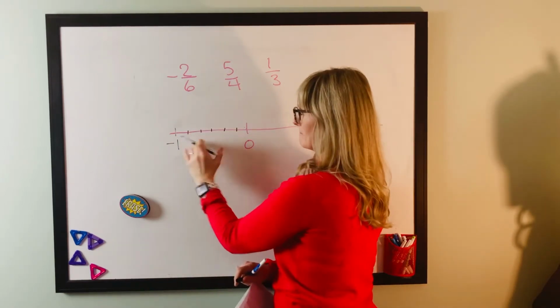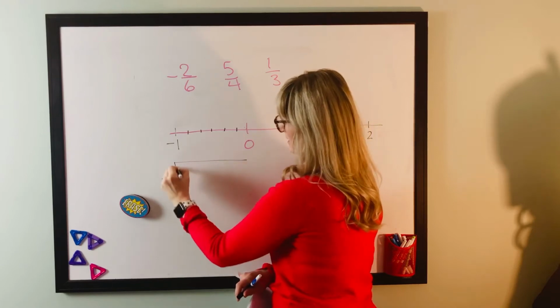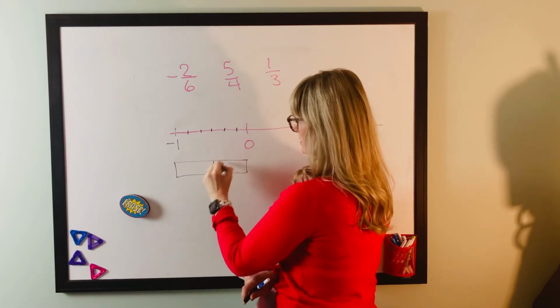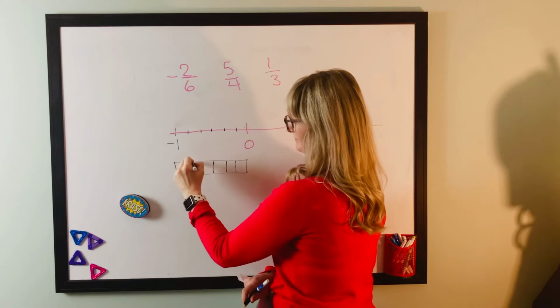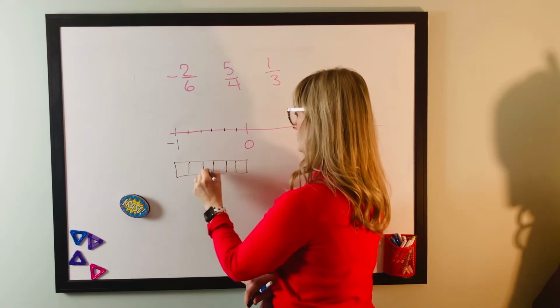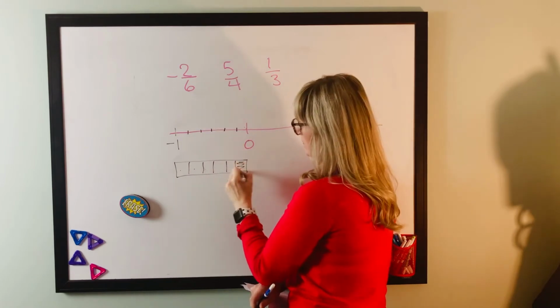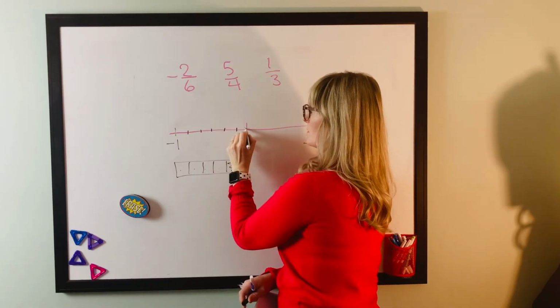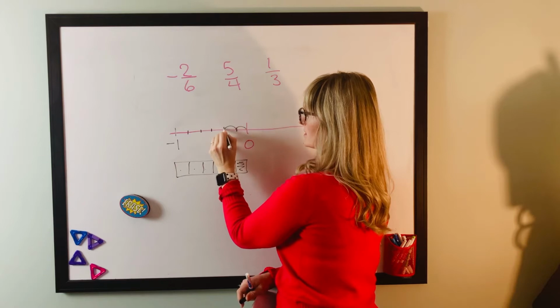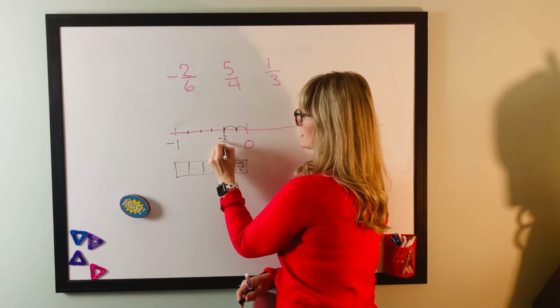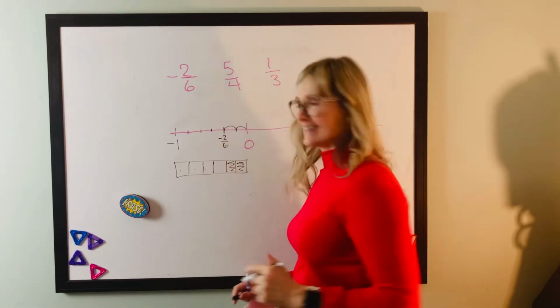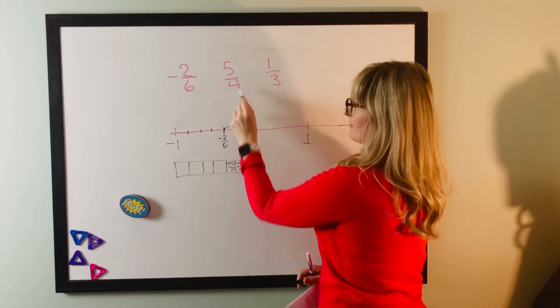So, les sixièmes. So imagine you had a chocolate bar right here, and it's broken into 6 equal pieces. So 1, 2, 3, 4, 5, 6. So how many are gone? 1, 2 sixths. So -1, 2 sixths. So this is -2 sixths. Okay? The next number is 5 fourths.